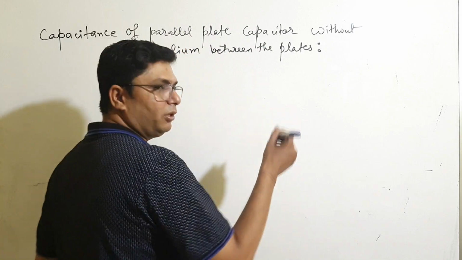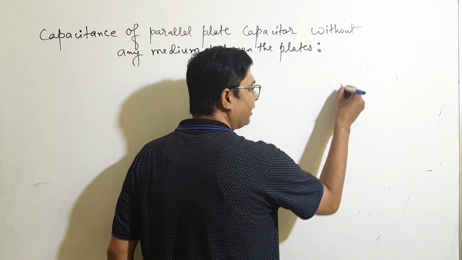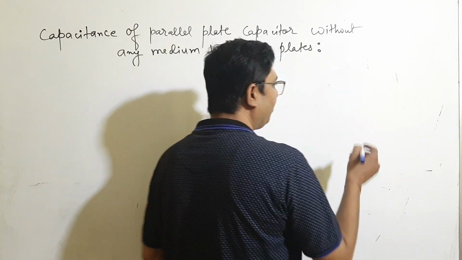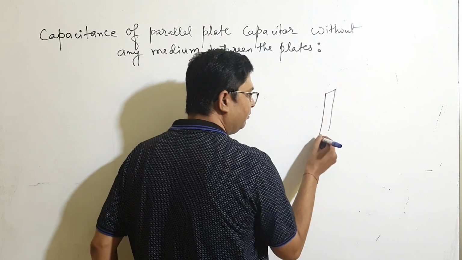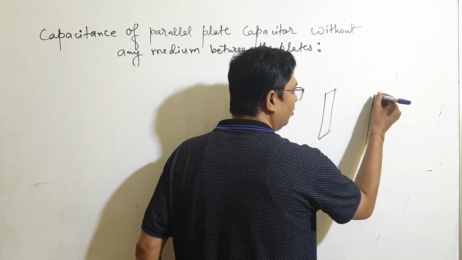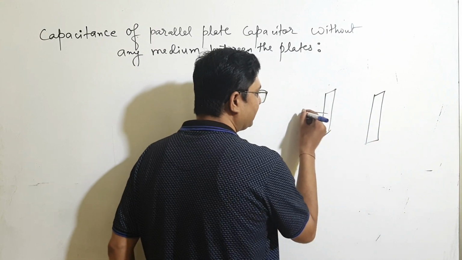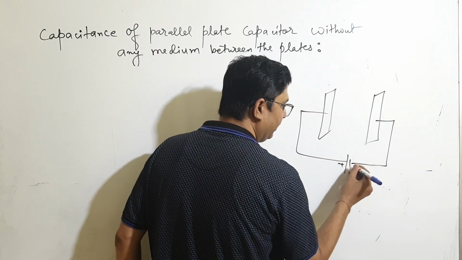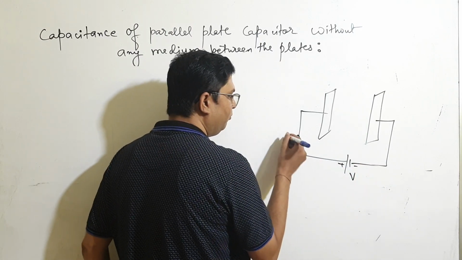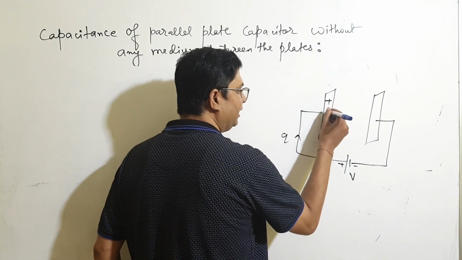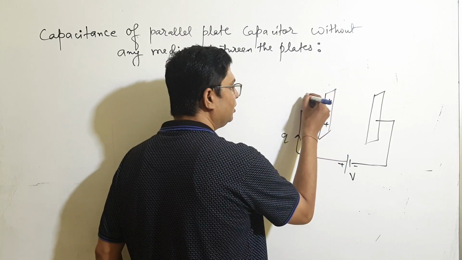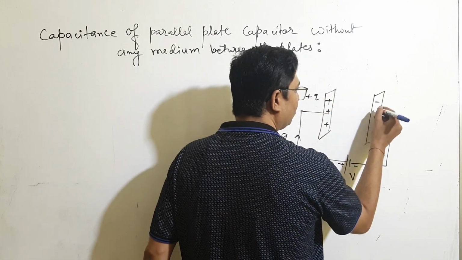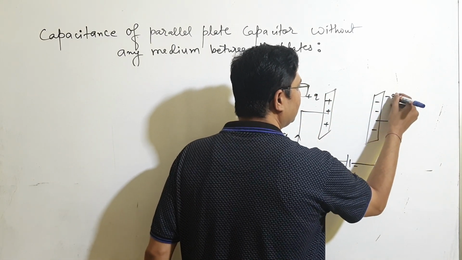So first of all, we draw the diagram for this. Let us draw a diagram. Here we are taking two parallel plates. This is plate number 1. This is plate number 2. These two plates are connected with a potential source. This is the potential V here. So charge Q will be moved. So plus charge will accumulate in this plate, so this is plus Q here. Minus will accumulate in this plate, so it is minus Q here.